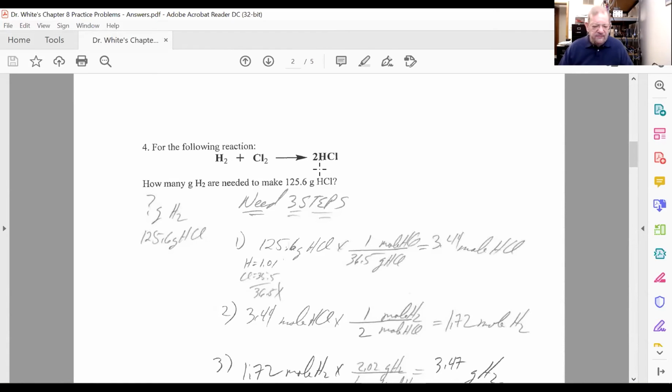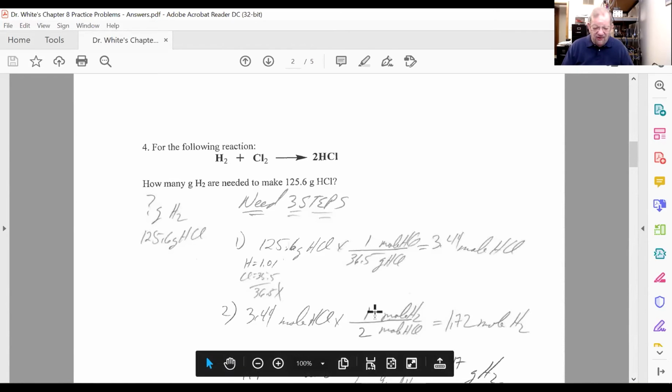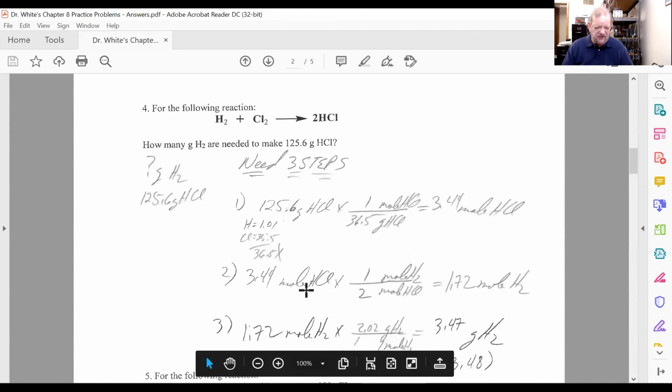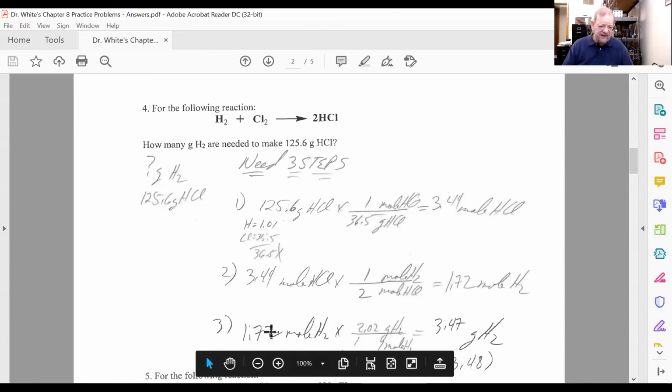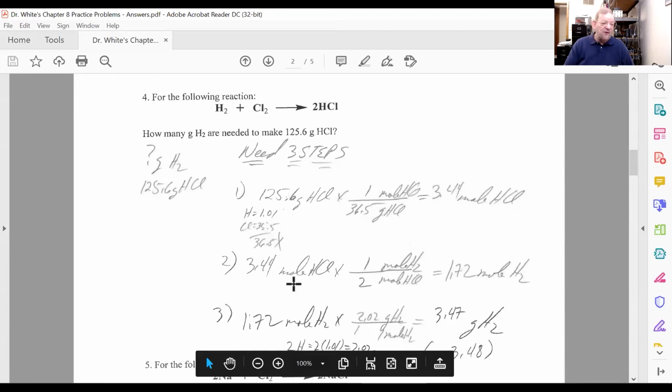And now, I remember these are exact numbers and they don't play a role in my significant figures. This is 3. My answer should be 3. Moles of HCl divided by moles cancel out. I'm left with moles of hydrogen. And now in step 2, I now have 1.72 moles of hydrogen. Now, what do I do? Well, I'm trying to get the grams of hydrogen. I have moles of hydrogen. I do step 3. Moles of B, in this case hydrogen, to grams of B.